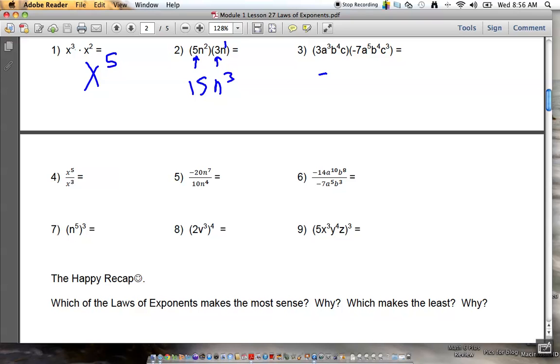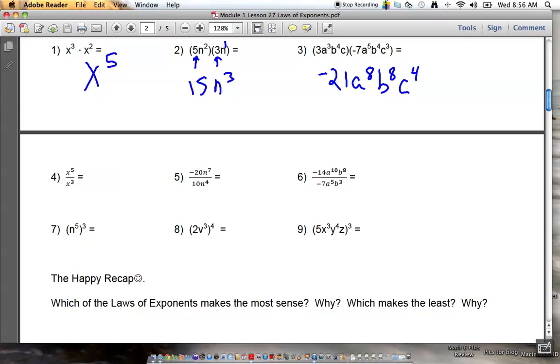Negative 21. Most people would have struggled on the negative and not the fact that 7 times 3 is 21. Now, a to the 8. 3 plus 5 is 8. B to the 8. C to the 4. Good. Any questions?